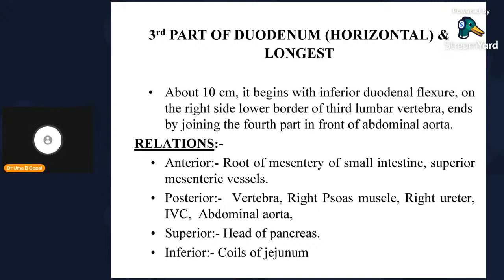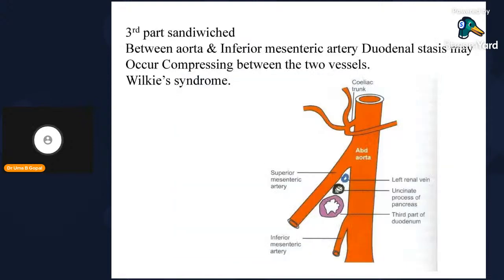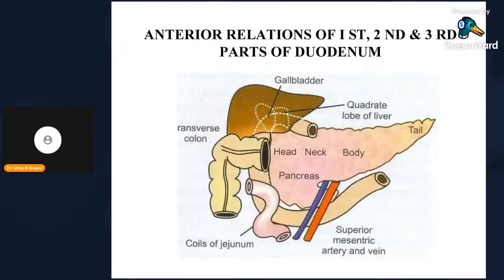Superiorly, the head of the pancreas will be there above the third part of the duodenum as it passes horizontally, inferiorly the coils of the jejunum. And the relations of the first, second and third parts of the duodenum you can see here completely. Okay, so you can see the horizontal transverse colon, coils of jejunum. You can see the root of mesentery, containing the superior mesenteric artery and superior mesenteric vein passing related to the anterior part of the third part of the duodenum.